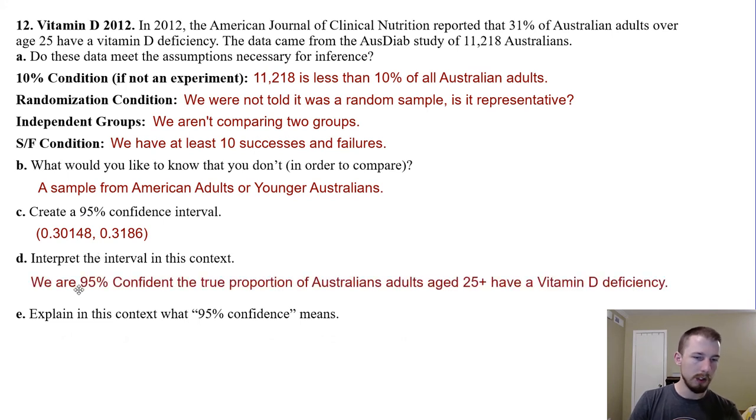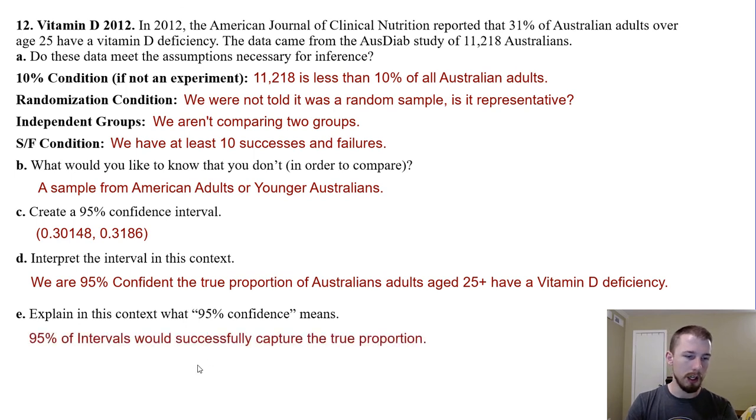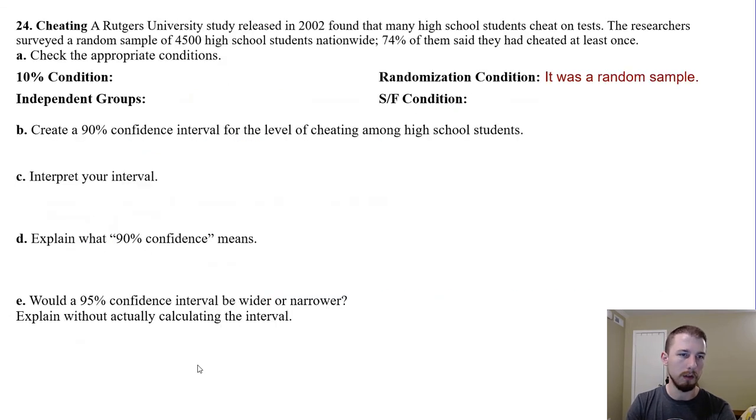So we're 95% confident the true proportion of Australian adults over the age of 25 who have a vitamin D deficiency is between those two values. Explain what that 95% confidence means. That means that the true proportion is within the margin of error of 95% of samples or confidence intervals created from their samples using these methods. So 95% of intervals would successfully capture the true proportion. That's another way of saying that the true proportion is within the margin of error of the confidence interval.